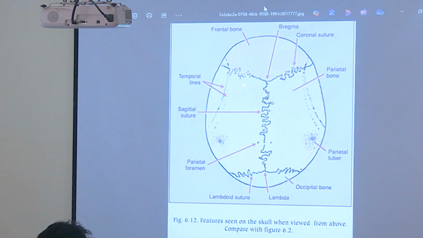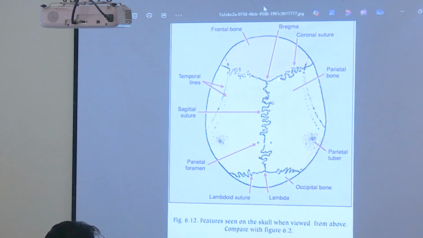See, this one is the Norma Verticalis. Whenever we look at the skull from above, the front bone, which bone is this? This is frontal bone, not frontalis. This is the frontal bone. Then these two are parietal bones, right? Two parietal bones. Then this one is the occipital bone.